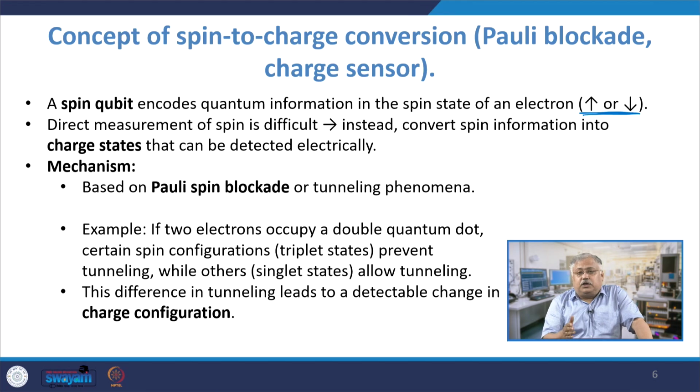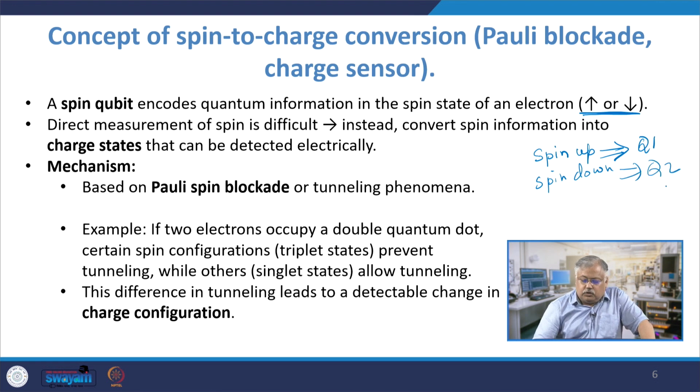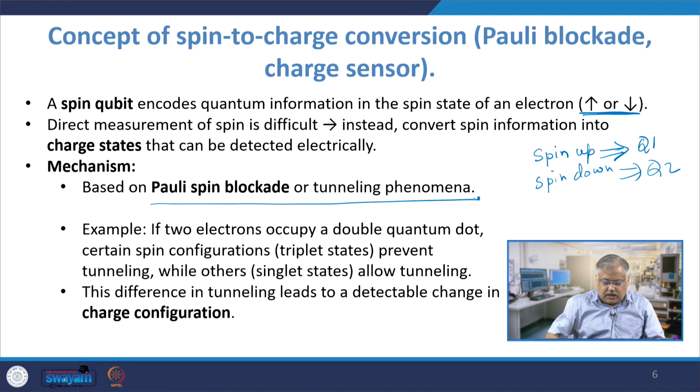Let us say spin up, or counterclockwise, is referred to as the Q1 state, and spin down, or clockwise direction, is supposed to have the Q2 state. So if you have these spin up and spin down states, their corresponding charge values are Q1 and Q2, and therefore, by looking at these values of Q1 and Q2, I can do a back propagation and predict the value of the spin state. Basically this is a quantum Pauli spin blockade or tunneling phenomenon.